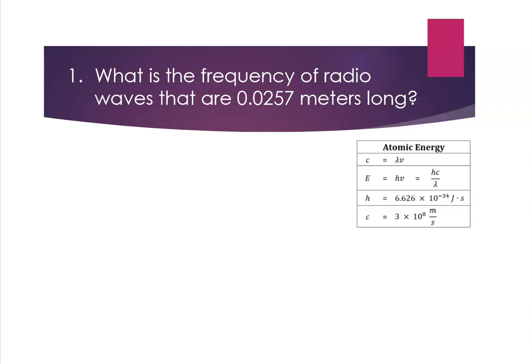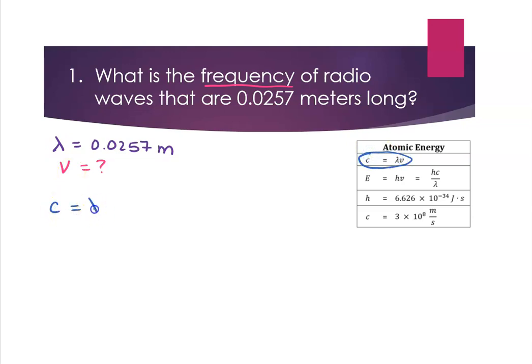All right, let's look at some examples here. Number 1 says, what is the frequency of radio waves that are 0.0257 meters long? All right, so the information that we're given here is that the wavelength is equal to 0.0257 meters, and we're trying to find the frequency. If we look at our equation, if we're looking to go from wavelength to frequency, the only equation we have that does that is this equation here.